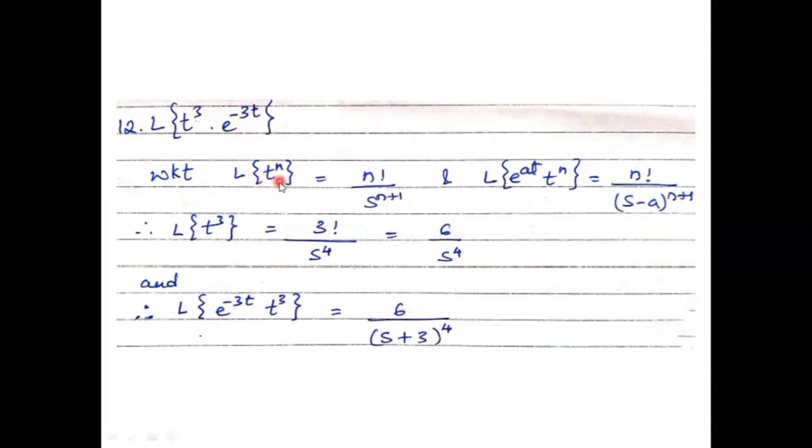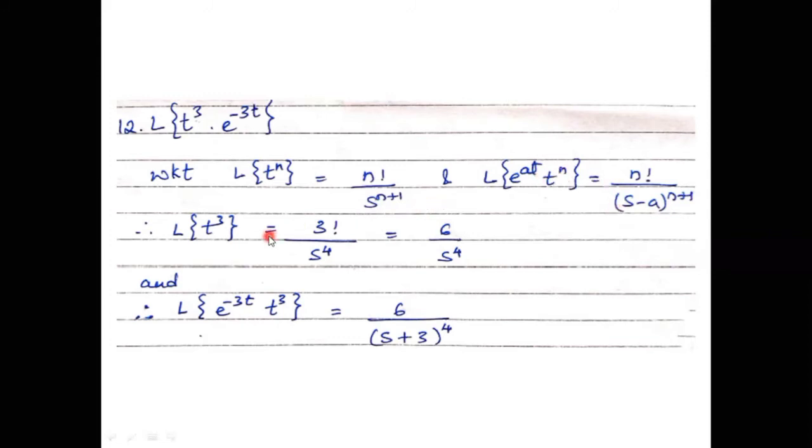If the Laplace transform of t power n is equal to n factorial by s power n plus 1, then if there is an additional exponential, e power at, with this t power n, you simply replace this s by s minus a. Here the coefficient of t is a, so you replace this s by s minus a. This is how the formula is.